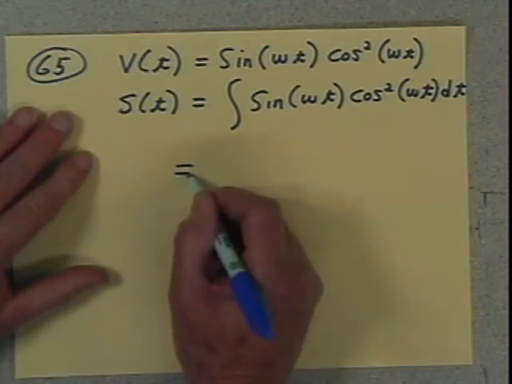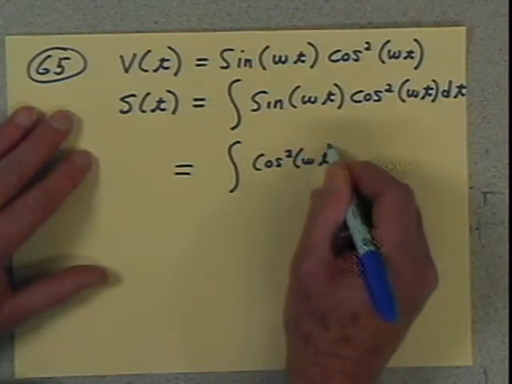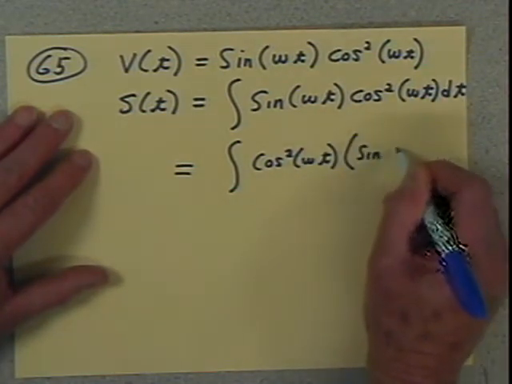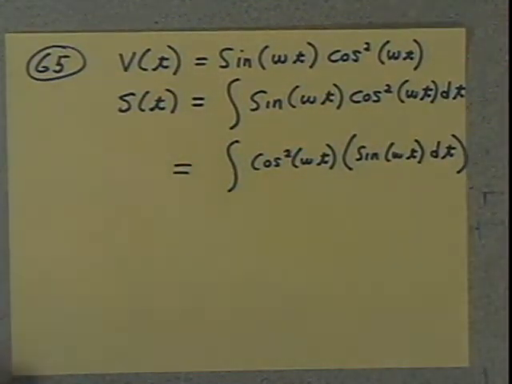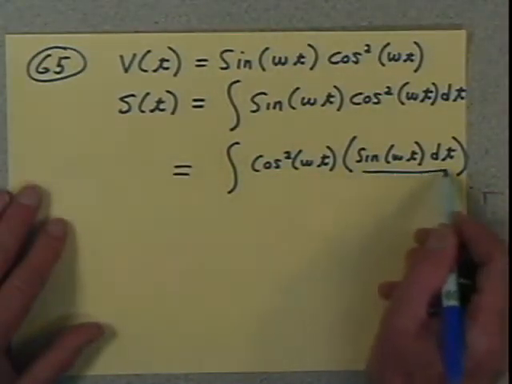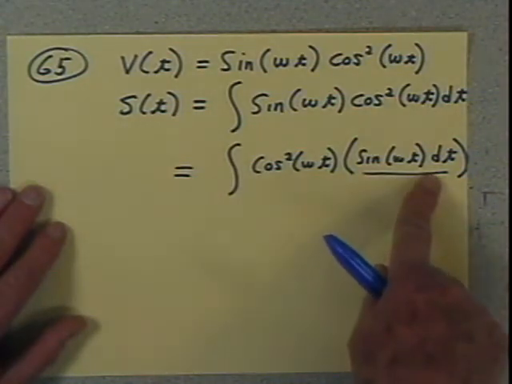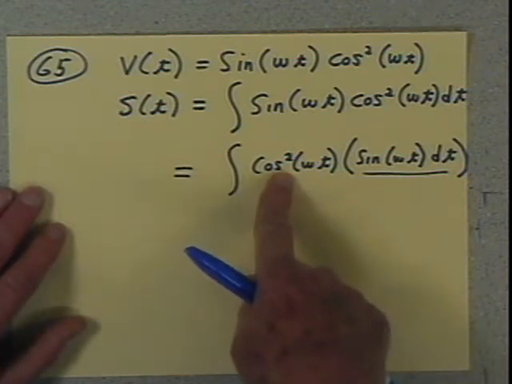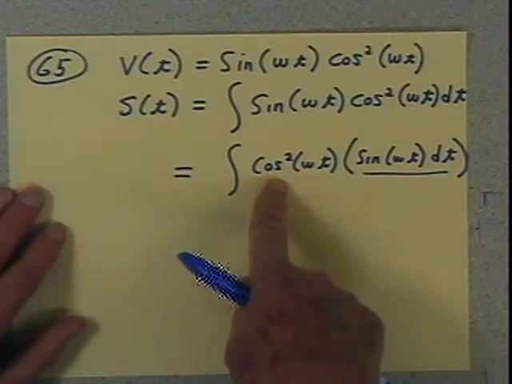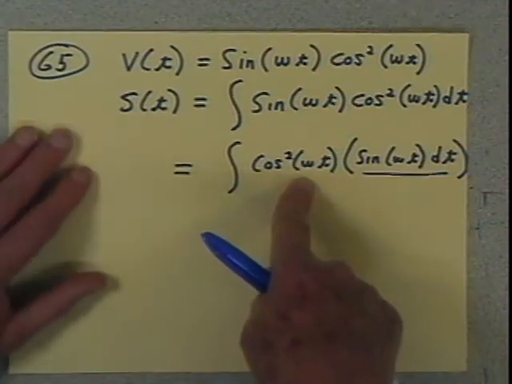Well, if I plan ahead and look at it like this, put the sine in with dt. Then what I have in the parentheses is close to the derivative of cosine. If I let u equal cosine, I'll have to adjust some signs, but this is just going to become something involving u squared. And I say, I can do that.